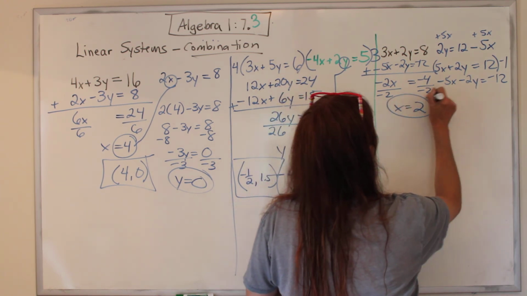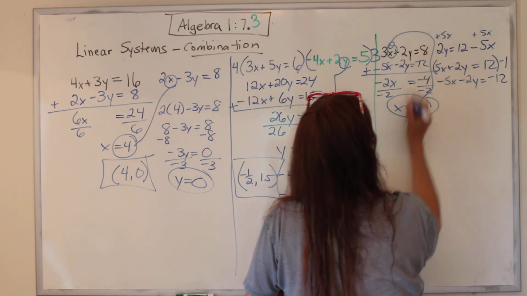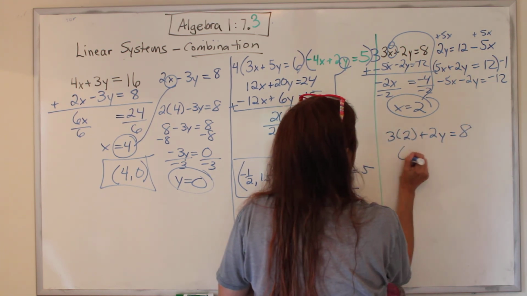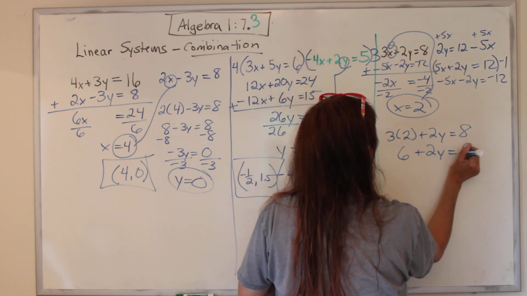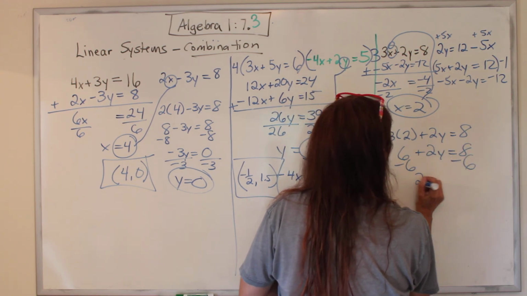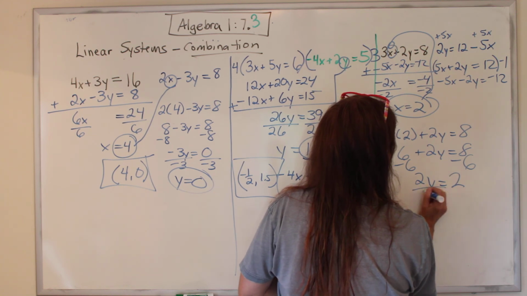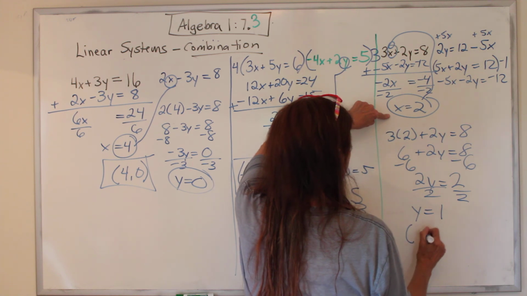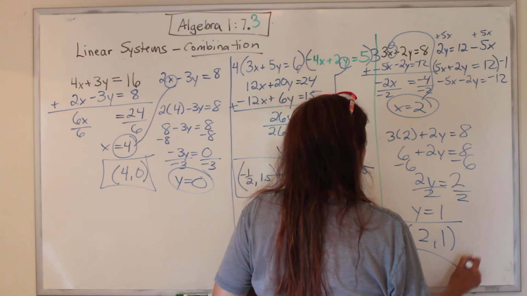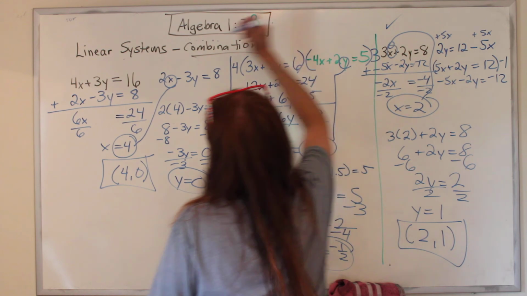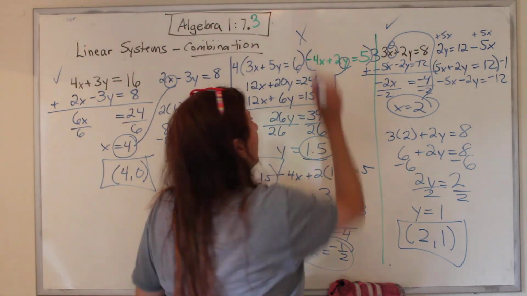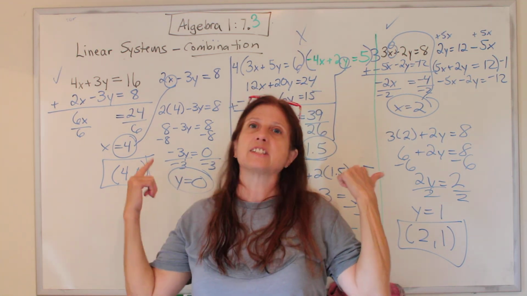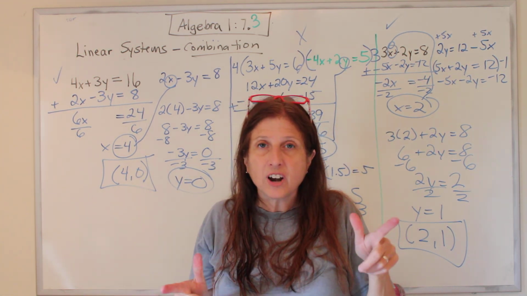And now I put it back in one of them. I think I'm going to put it in that one. 3 times 2 plus 2y equals 8. 6 plus 2y equals 8, minus 6, minus 6, 2y equals 2, divided by 2, divided by 2, y equals 1. So my ordered pair is 2, 1. Doodle-doo. I would do it here. In real life, IRL, I would not do it there. I'd do substitution. Alright, unless they told me to in the instructions. Math is great. See you next time.